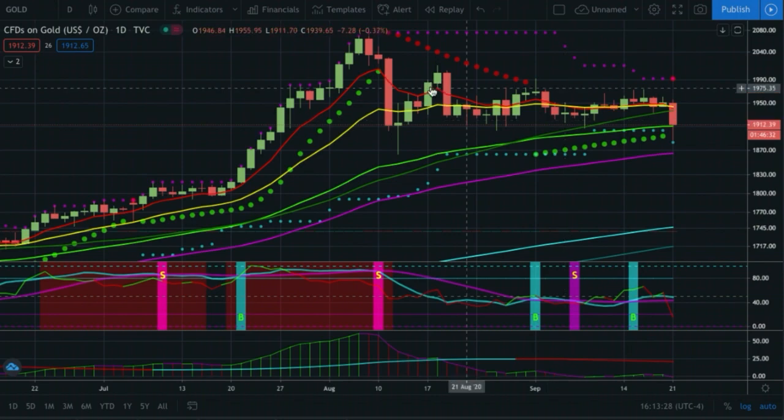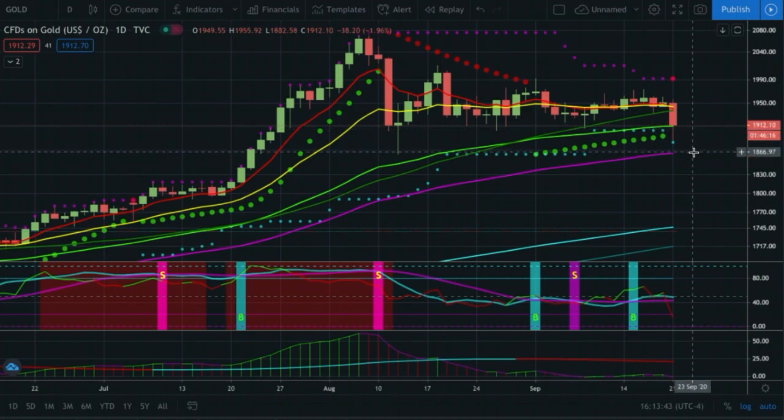Gold, we did get the breakdown of the descending triangle that we were looking at here. It came down to the 50 and then almost made it down to the 89, but did get bought back up and find support here. I would expect essentially another consolidation phase through here.